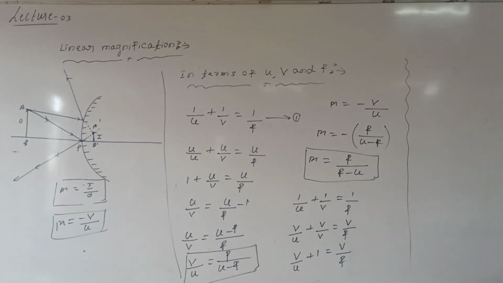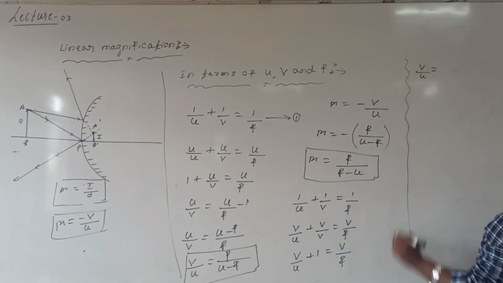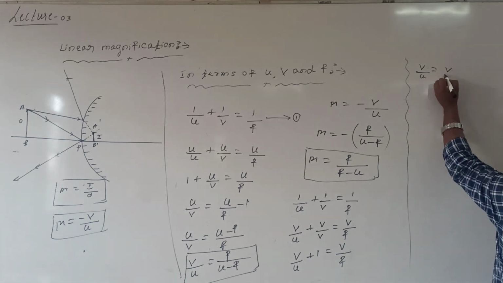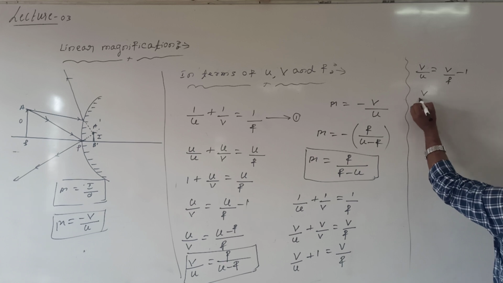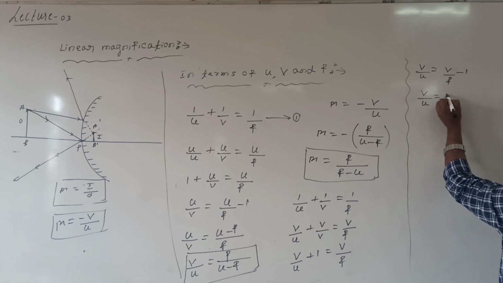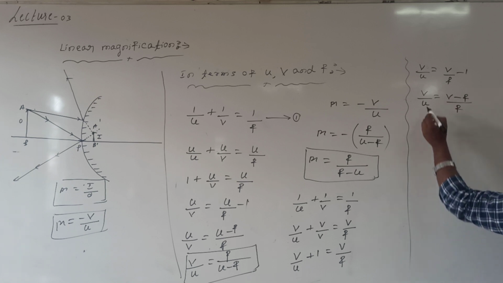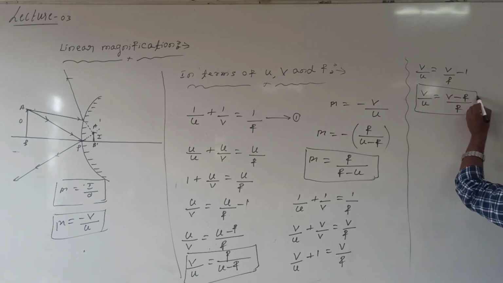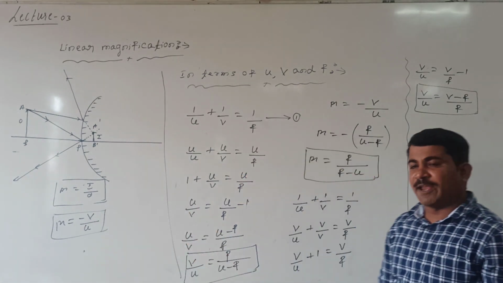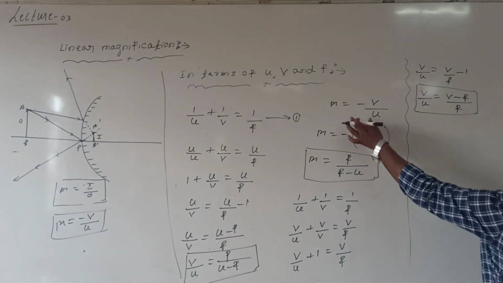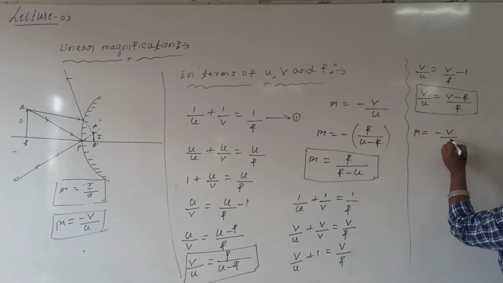Or else how to put this value? V divided by U is equal to V divided by F minus 1, or V divided by U is equal to V minus F divided by F. Let it be this formula. But again linear magnification M is equal to minus V by U. Linear magnification is minus V divided by U.